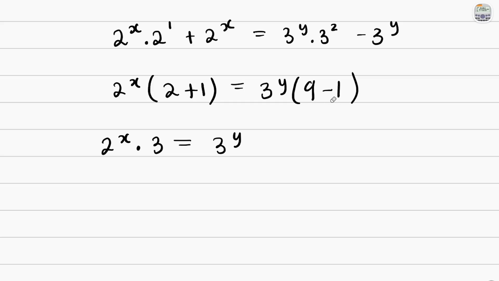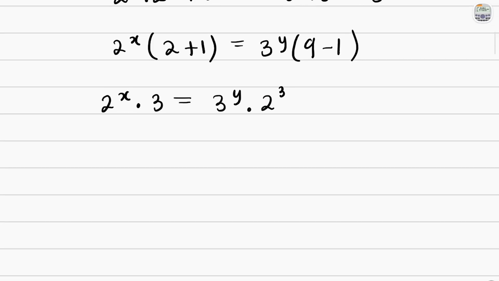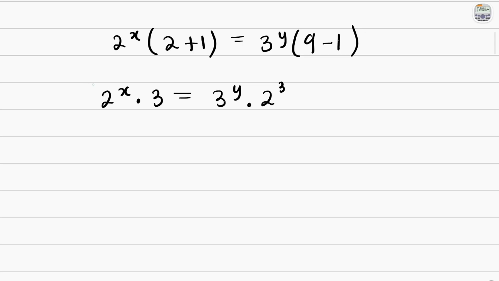But 8 can also be written as a base of 2. Okay, so it will follow that. So multiply by 2 to the power of 3. So 2 to the power of 3 is 8. And so now we see, okay, for the left-hand side to be equal to the right-hand side, then x must be equal to 3, while y is equal to this exponent on 3, which is an invisible 1.